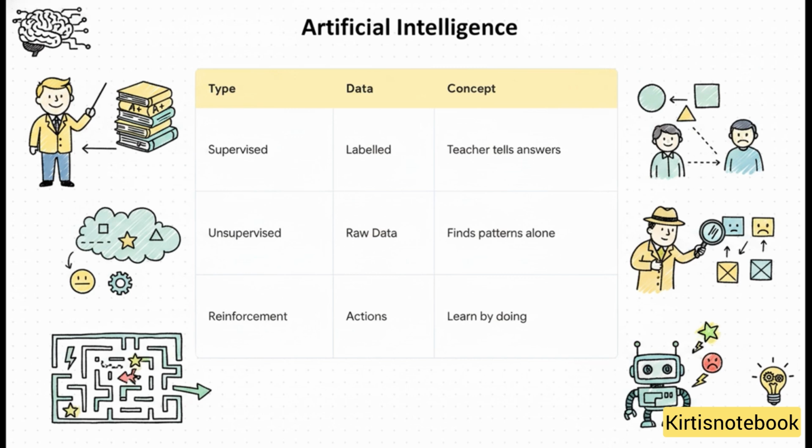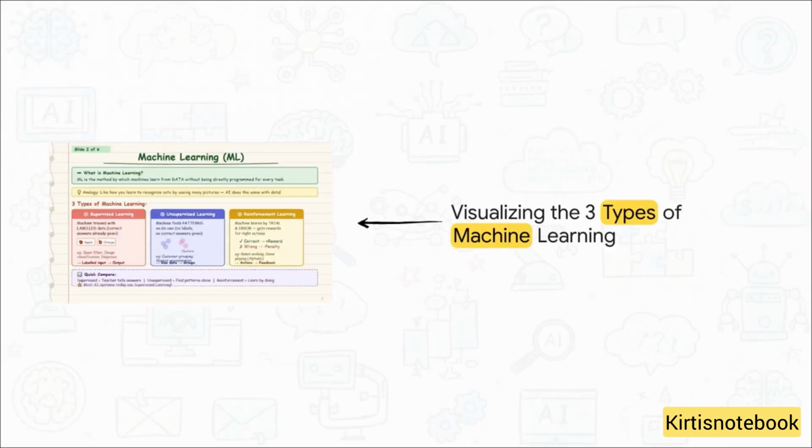entirely on its own. And third is reinforcement learning. This one is literally just learning by trial and error. The machine gets a digital reward for doing something right and a penalty for doing it wrong. It learns by interacting with its environment. Let's visualize this to really lock it in your memory.